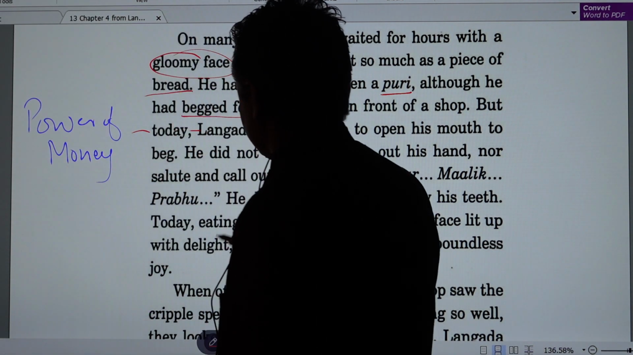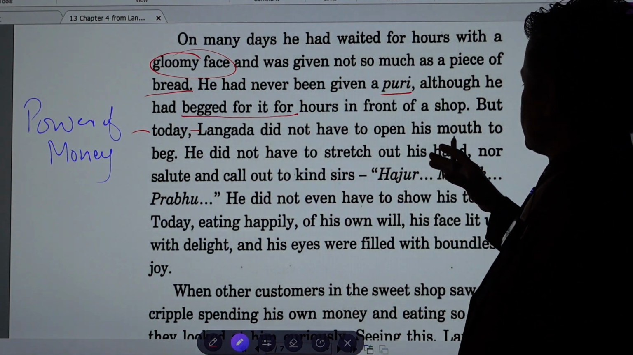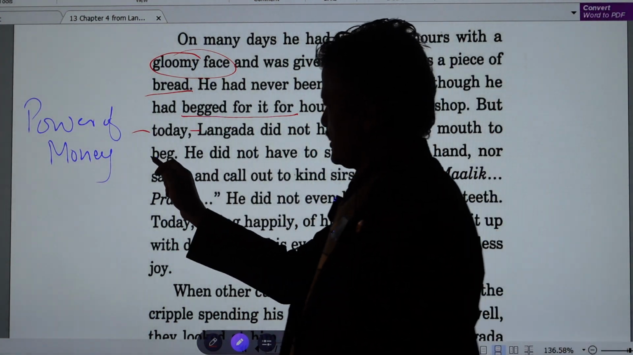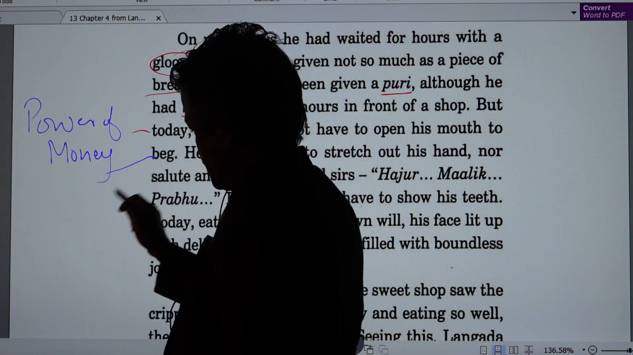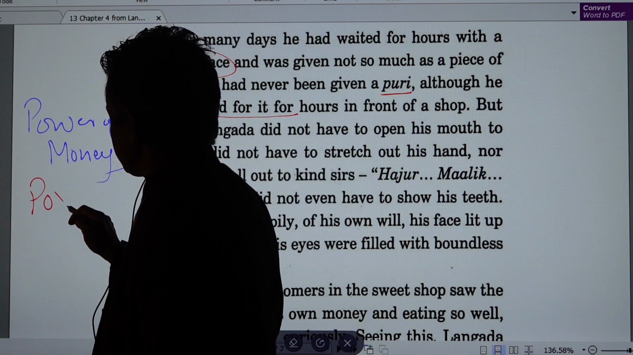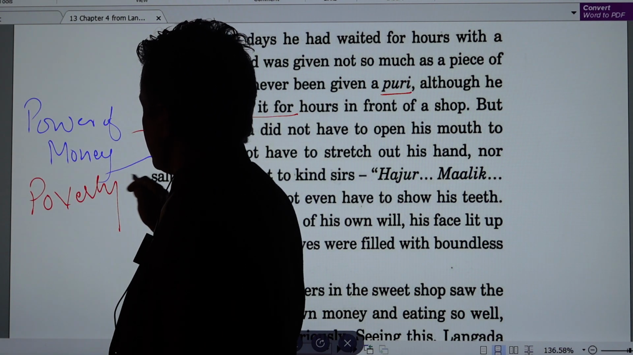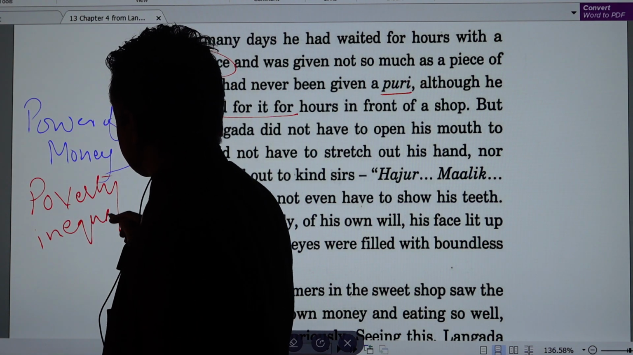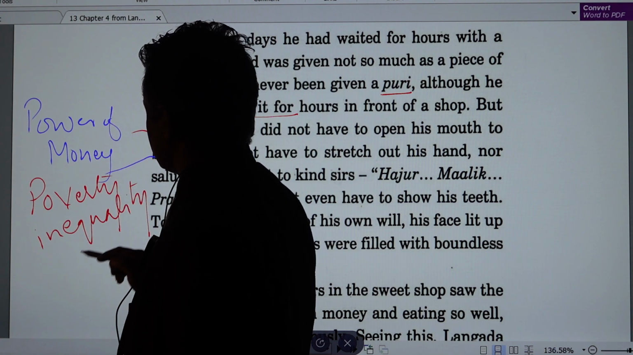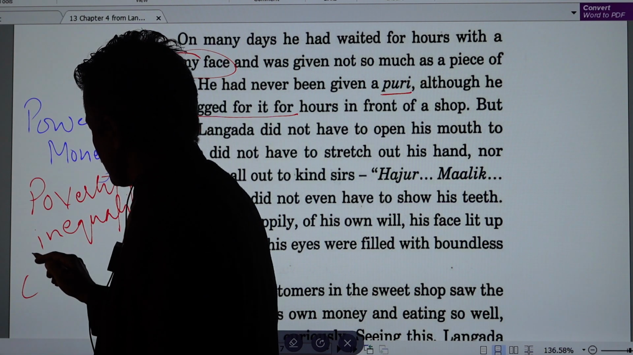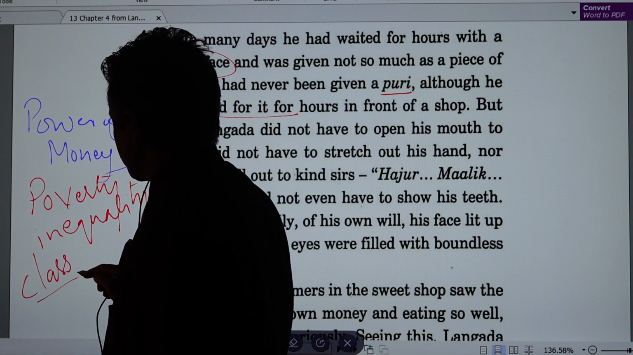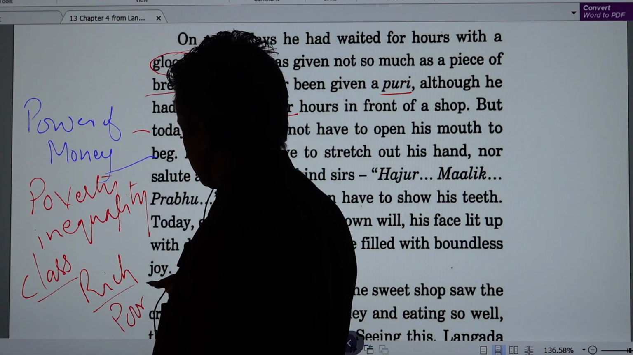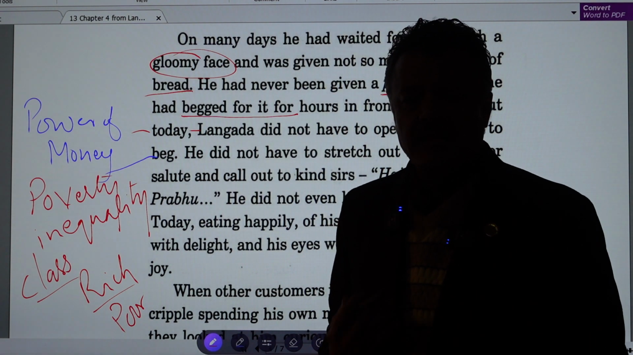Langada did not have to open his mouth to beg. Another issue you will see in this story is the issue of poverty in society. The issue of inequality in society. The issue of classes in society, rich and poor. Rich versus poor. Nobody has a desire to beg.